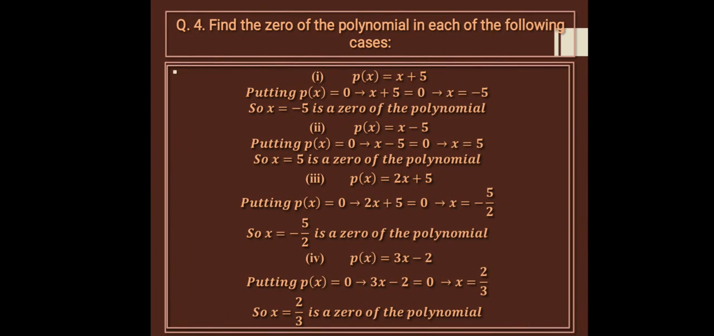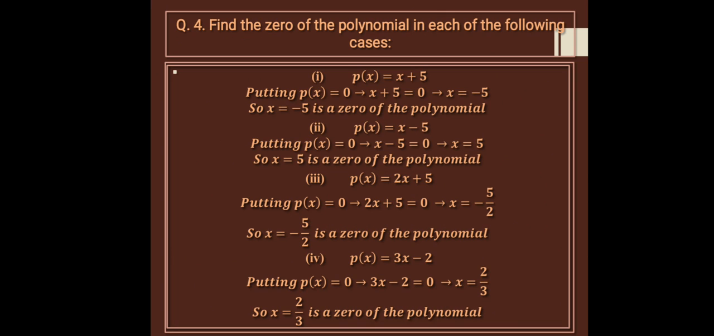Now in question number 4, you need to find the zero of the polynomial. A zero of the polynomial: when the value of this polynomial is 0, in that case you can find the value of x. So that is the zero of the polynomial. So simple, x plus 5 equal to 0. So here x equals minus 5. This is the zero of the polynomial. In the next question, x minus 5 is equal to 0. So x equals 5.